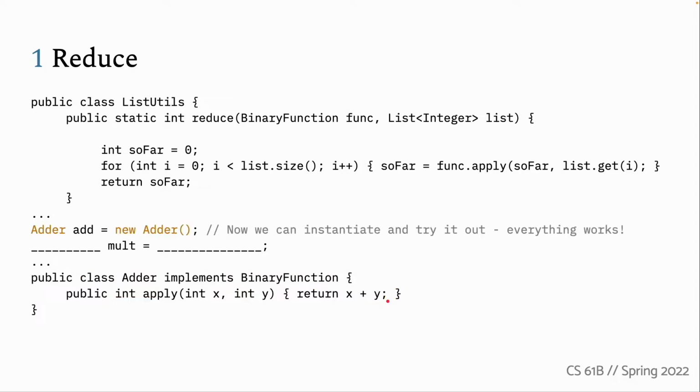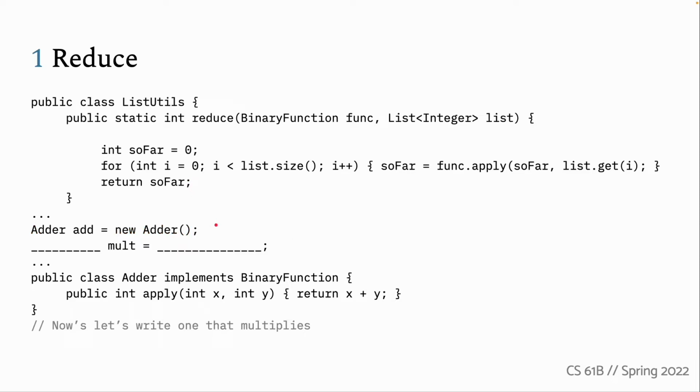Makes sense. And we're going to update up here to make sure that we can instantiate it, and when we try it out, everything works, right? We go 0, and then we add each time to our so far, and then we return. Fantastic. Let's do the next one.